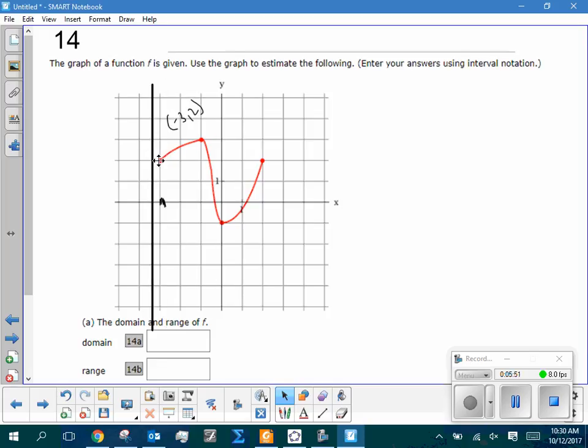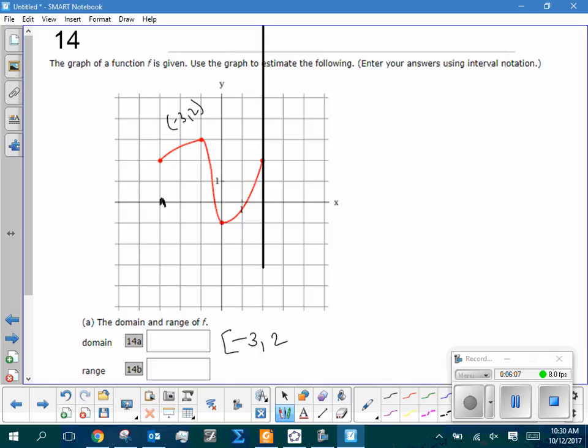Okay, if I were to list all the ordered pairs for this red curve, the smallest x value will be negative 3. And then I'll use every x value between negative 3 until I get to the largest x value of 2. So negative 3, 2 is going to be my domain.